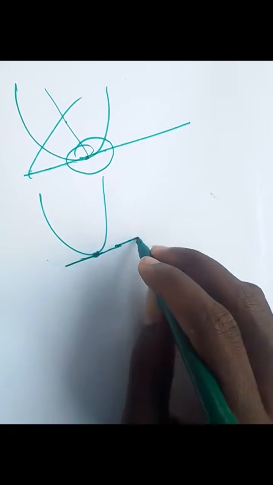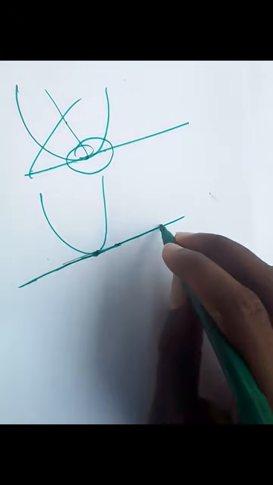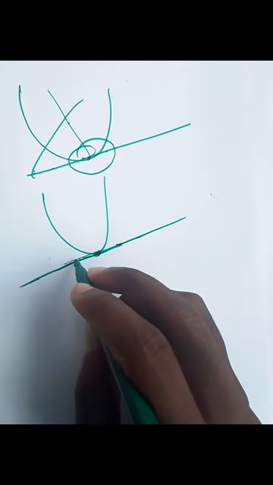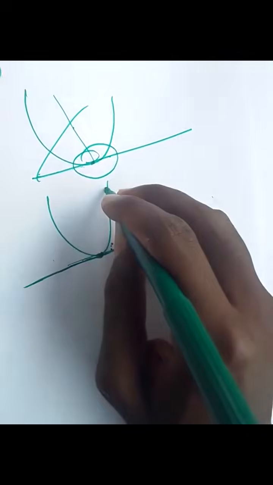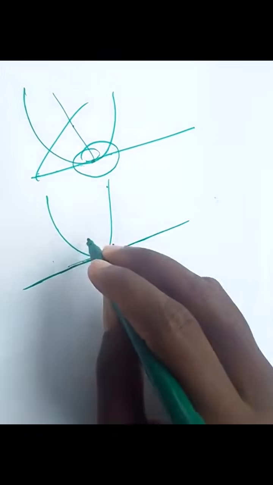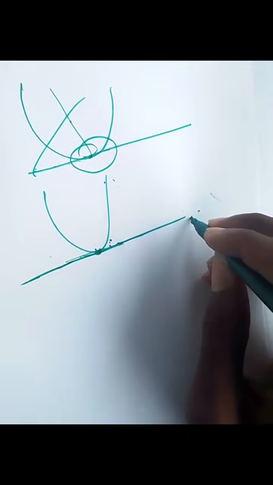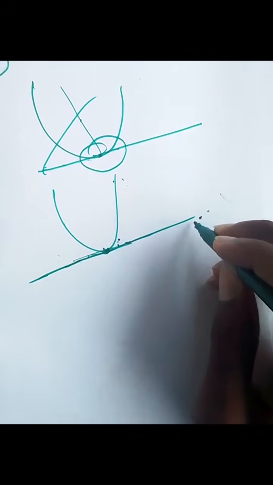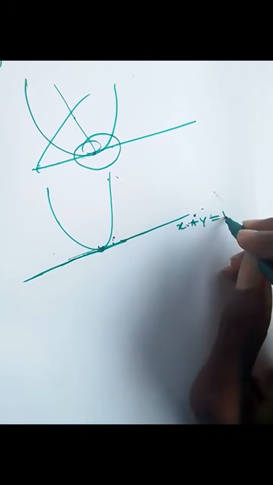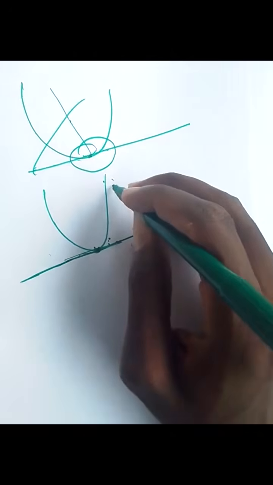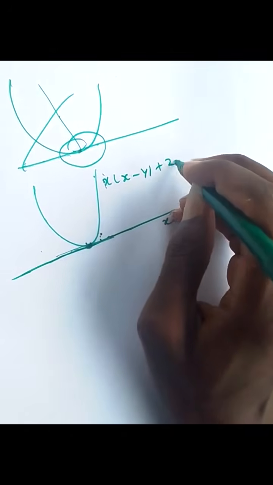So there is some sort of a curve, and there is also a line like this. This line is tangent to the curve because it is touching this curve at one point. We can label this straight line as x plus y is equal to k, and the equation of the curve is x minus y plus 2 is equal to 0.